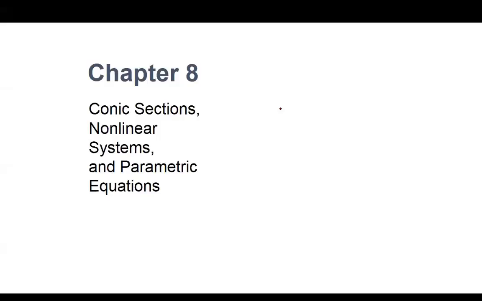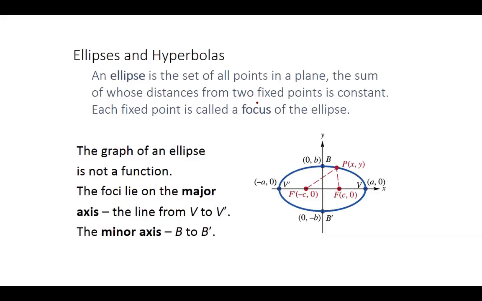We're going to continue with our discussion on chapter 8. An ellipse is the set of all points in a plane, the sum of whose distances from two fixed points is constant. Each fixed point is called a focus of the ellipse. The graph of an ellipse is not a function because it doesn't pass the vertical line test.